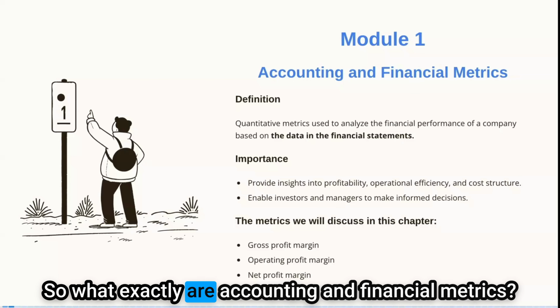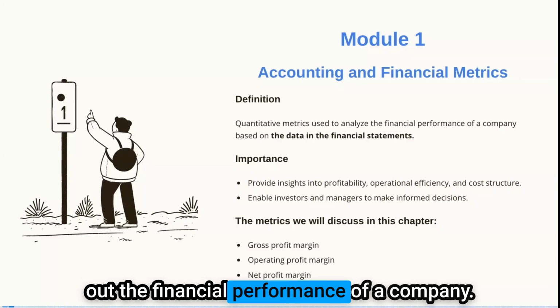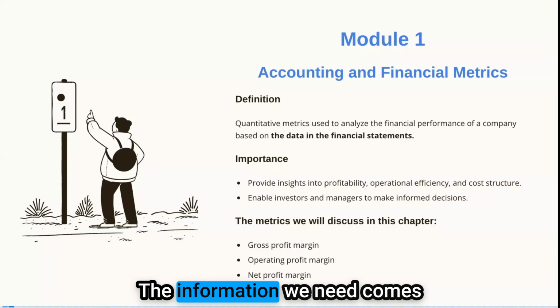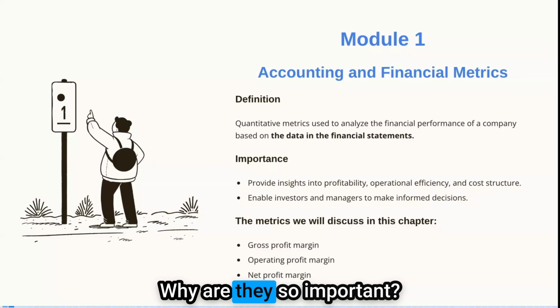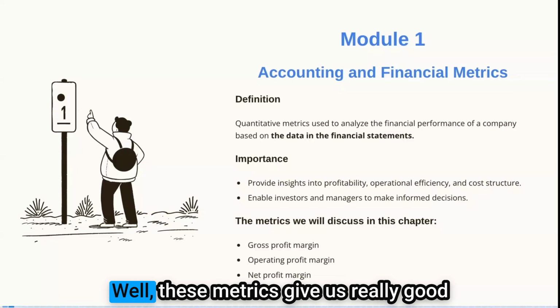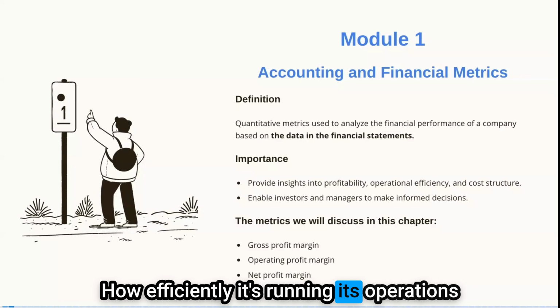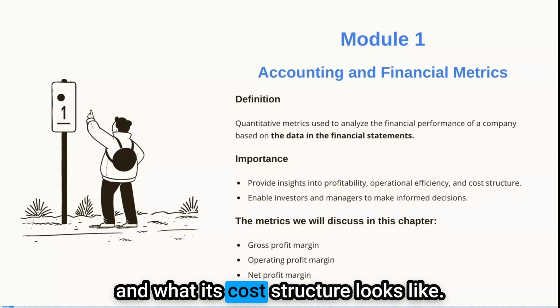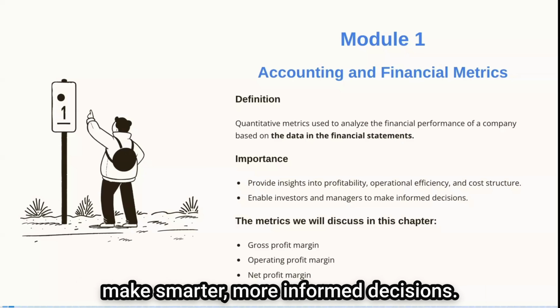So, what exactly are accounting and financial metrics? These are quantitative tools we use to check out the financial performance of a company. The information we need comes straight from its financial statements. Why are they so important, you might ask? Well, these metrics give us really good insights into how profitable a company is, how efficiently it's running its operations, and what its cost structure looks like. Ultimately, they help investors and managers make smarter, more informed decisions.